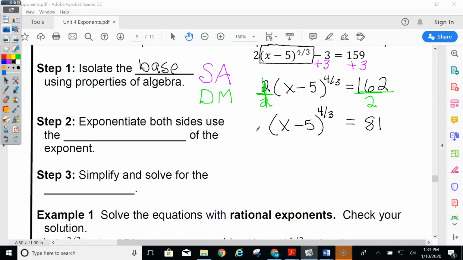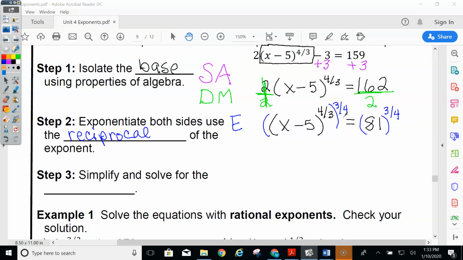Okay, so once you isolate the base, you want to get rid of the exponent next. Remember, this is backwards GEMDAS, so we subtracted or added first, we multiplied or divided. Now we need to get rid of the exponent. So here, this is the exponent right here. To get rid of it, I want to raise both sides to the reciprocal. The reciprocal of 4/3 is 3/4. So 81, whatever you do to one side, you've got to do to the other side too. So this side gets 3/4 as well.